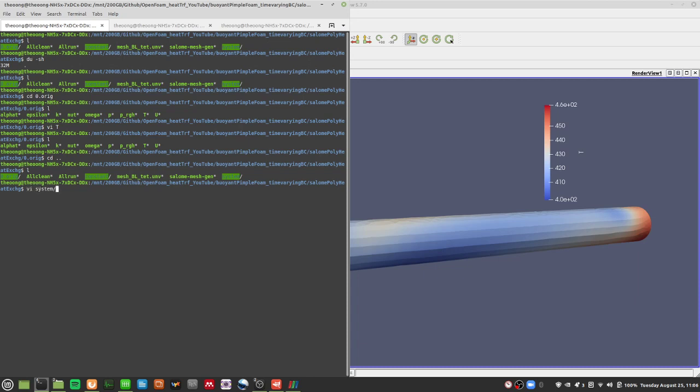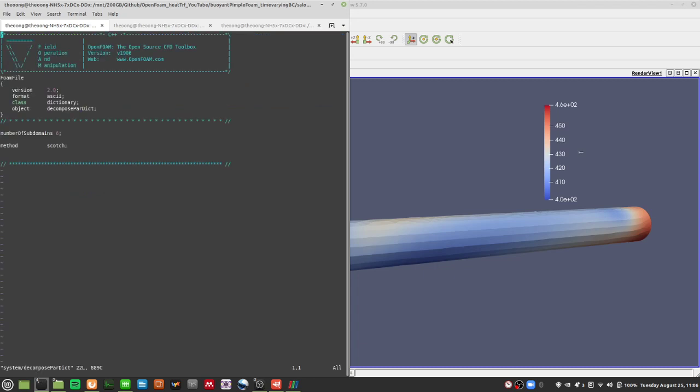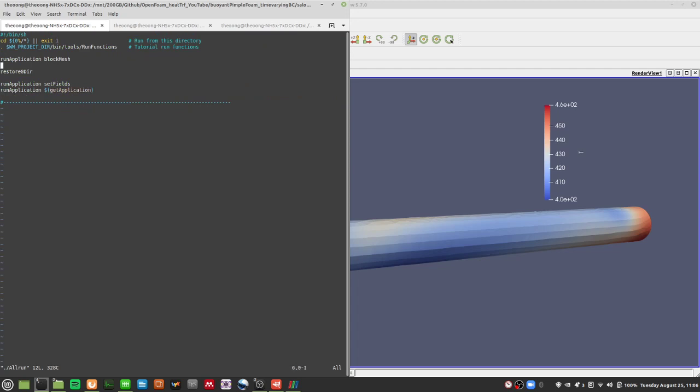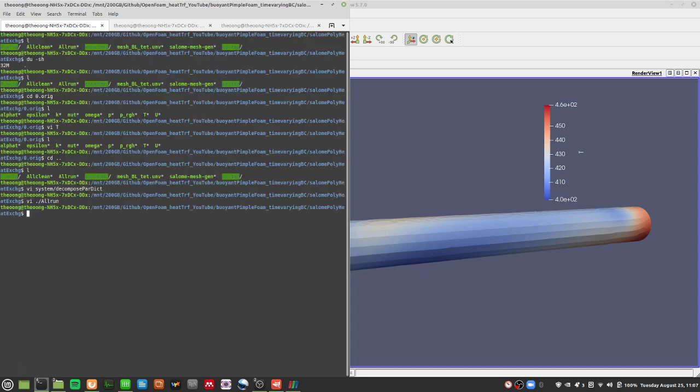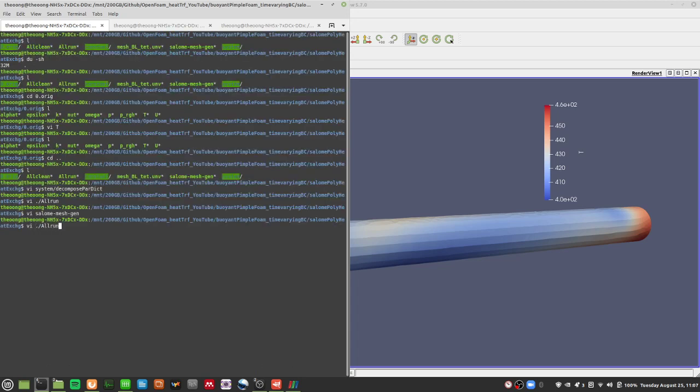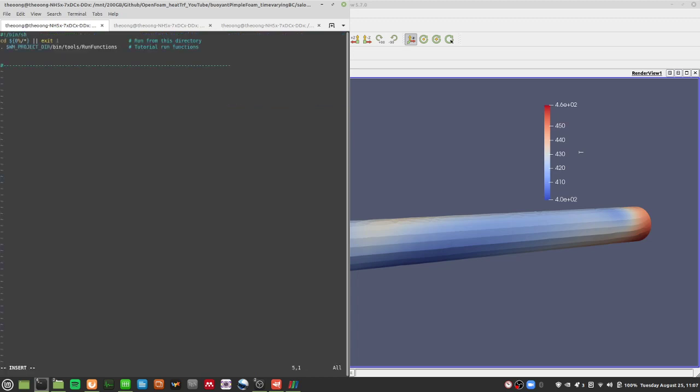Okay, so let's go to system, decomposeParDict. So there's 6 regions. Okay, let me change the Allrun file as well. Okay, vi salome mesh gen. Okay, my time is up, but let me do the Allrun. Okay, so I will make it a parallel running case. Okay, let's see, salome mesh gen. Okay, that's what you run first.